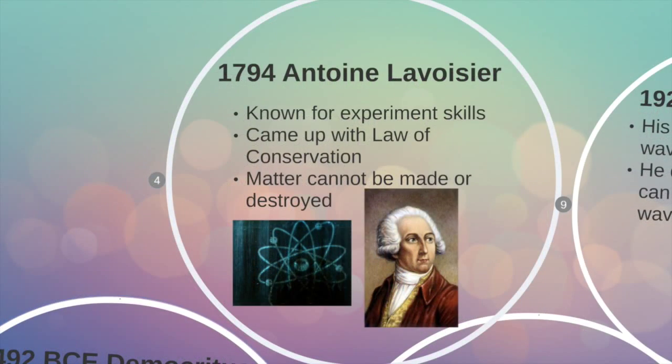Antoine Lavoisier in 1794 was known for his experiment skills. One of his favorite experiments was turning HgO into Hg plus O. He used this experiment to help himself come up with the law of conservation. The law states that matter cannot be made or destroyed.